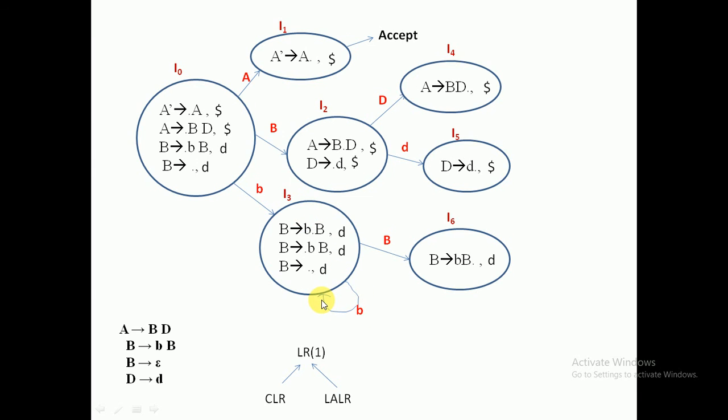So this is the LR1 canonical form. By using this LR1 we are able to construct CLR as well as LALR. In the next video we will discuss the CLR table construction.